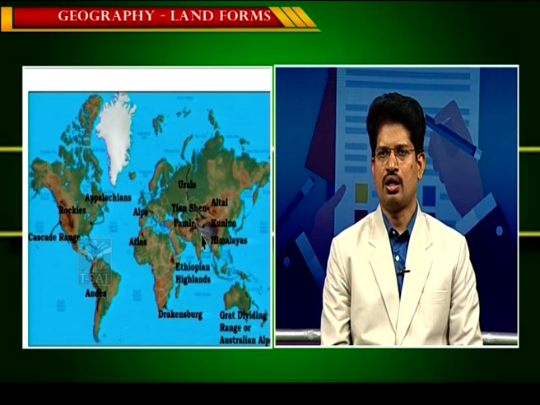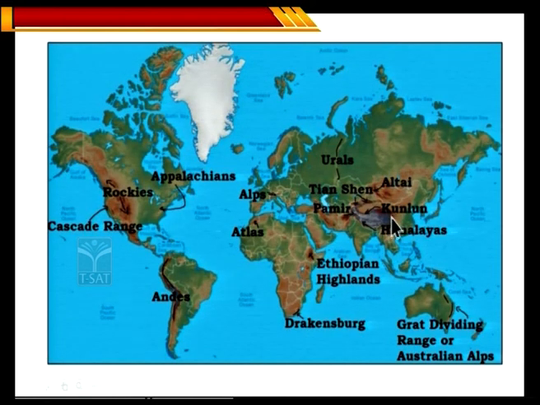At the India and China boundary, the Himalayan range is a classic example of folded mountain ranges. The Rockies in North America, the Andes in South America, the Alps in Europe and the Urals in Russia can be given as some of the examples of folded mountain chains.